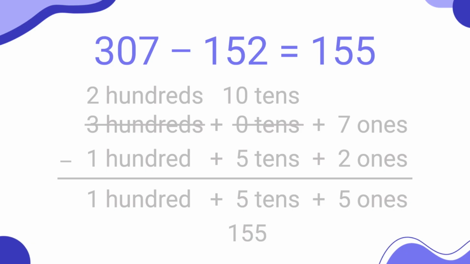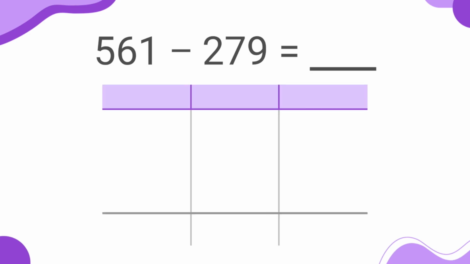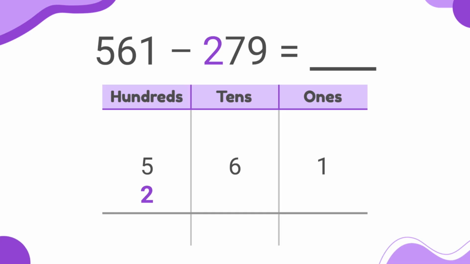Great work! Let's do another one together. What is 561 minus 279? For this problem, let's use a place value chart to help us subtract our numbers. We'll break apart our numbers into hundreds, tens, and ones. 561 is 5 hundreds, 6 tens, and 1 one. 279 is 2 hundreds, 7 tens, and 9 ones.